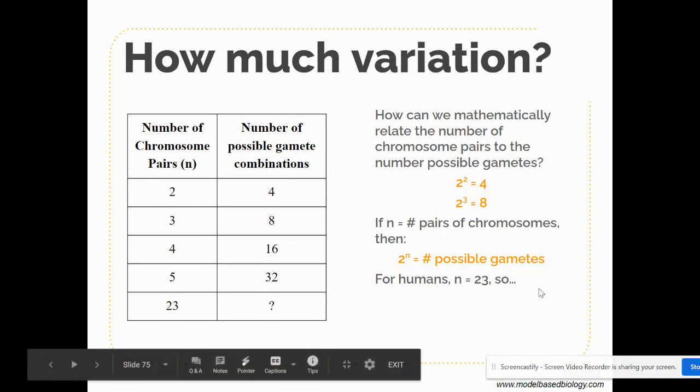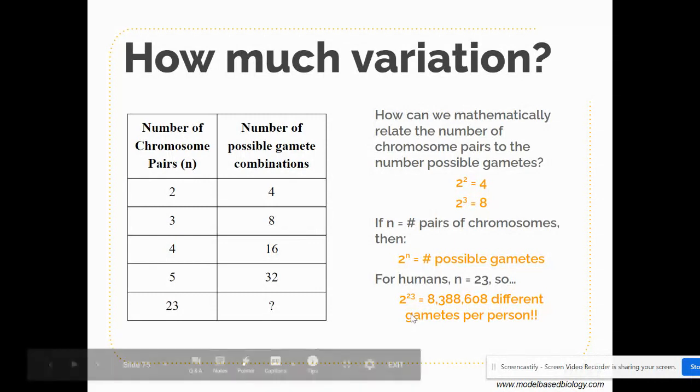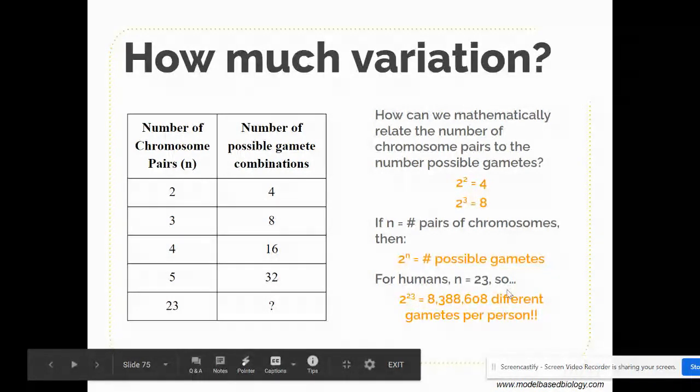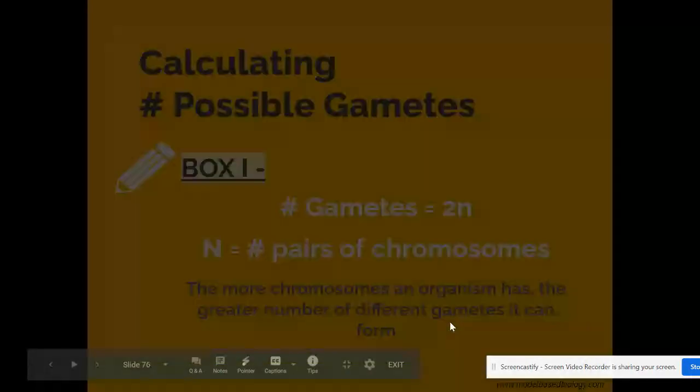So for humans, n equals 23. So following these examples, that means we're going to have 2 to the power of 23, which equals 8,388,608 different gametes per person. So for the male, there's this many gametes per person. For the female, there's that many gametes, okay? So there's a huge amount of genetic variation because of this.